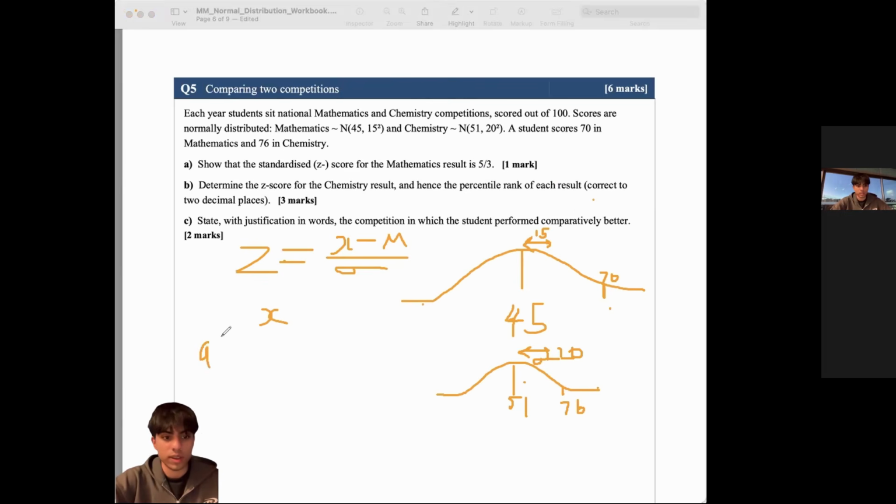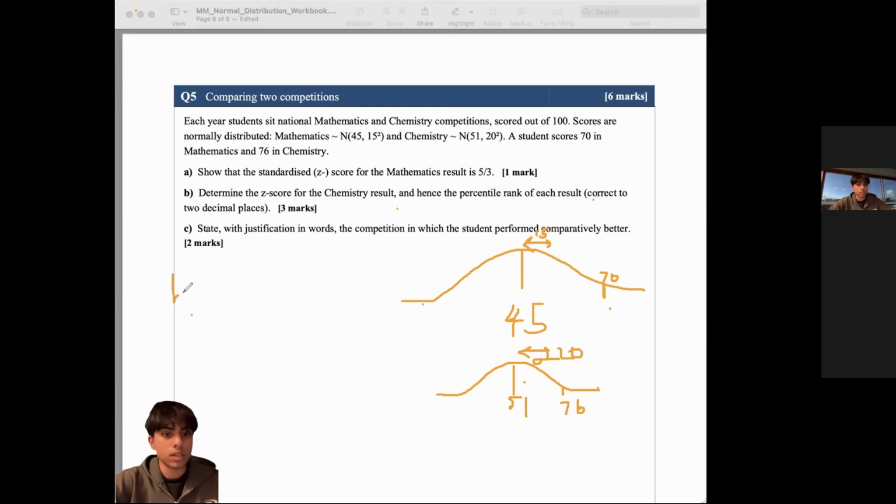So if we sub in the values from part A into that z-score formula, we know that they got an x value of 70 for maths in particular. So we have 70 minus the mean of 45, and that entire thing divided by 15, you will of course get 5 on 3. And that's going to be your answer to the first question.